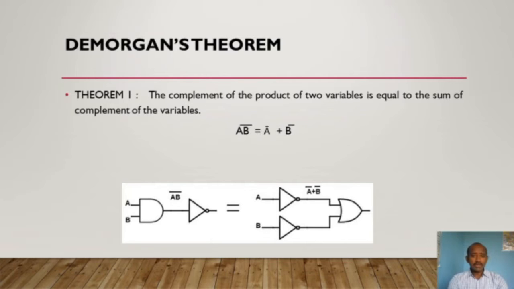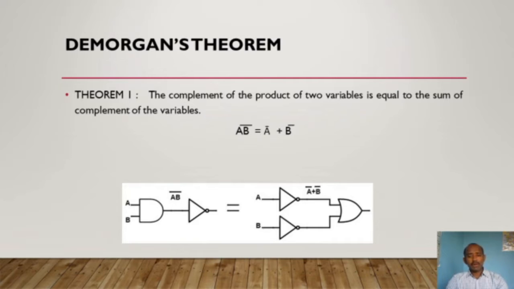Theorem 1: the complement of the product of two variables is equal to the sum of the complements of the variables. Here, (A dot B) bar is equal to A bar plus B bar. It is a simple expression we have to verify.